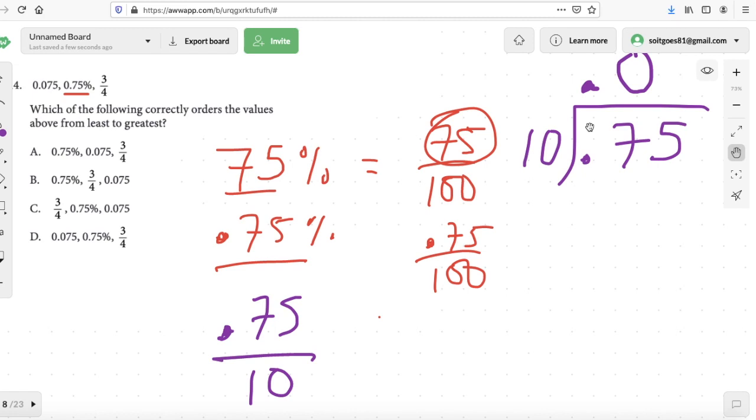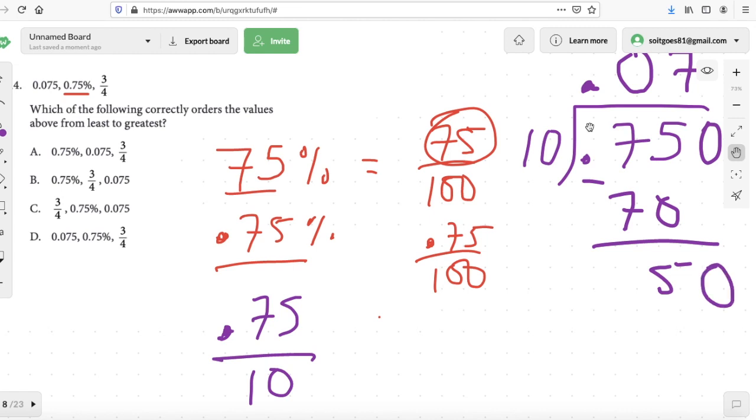How many times does 10 go into 75? 7 times. So 7 times 10 is 70, minus, 5, 0, drop the 0. How many times does 10 go into 50? 5 times. 0.075.